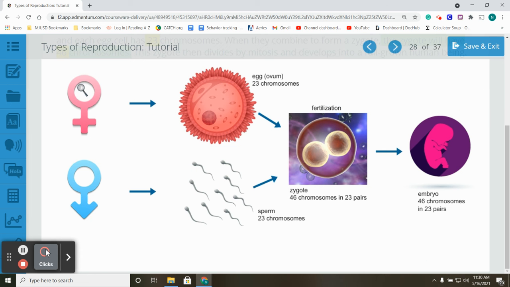So you've got your female, your male, the egg, the sperm. They come together, they fertilize, growing into a zygote. The zygote grows into an embryo. Notice 23 chromosomes from the egg, 23 from the sperm. Now we have 46, and they are in 23 pairs. The embryo now has 46 chromosomes in 23 pairs.